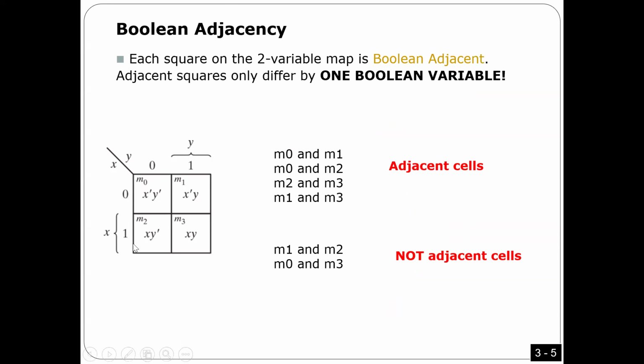So let's look here. Let's look at M0 and M1. Are they neighbors or not? Look here. They only differ in one variable here, because it's x prime and x prime. The difference here is only in one variable. So the answer is yes. M0 and M1 are neighbors. Neighbors means, as I'm going to explain, I can group them together, but at least now focus on neighbors.